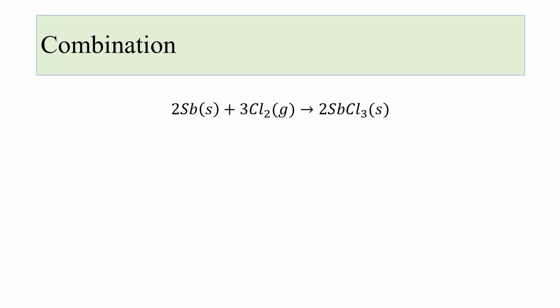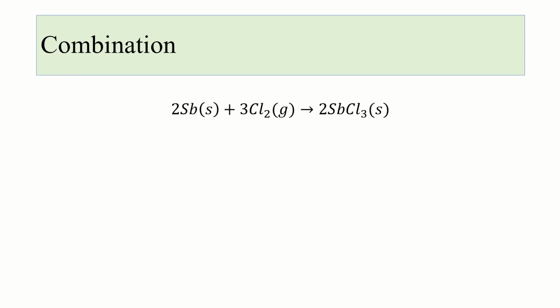All of these reactions can be classified. The first classification is combination reaction. Two elements combine and form a binary compound. For each of these examples, let's assign oxidation states for all the atoms involved in the reaction, and let's figure out what is oxidized and what is reduced.